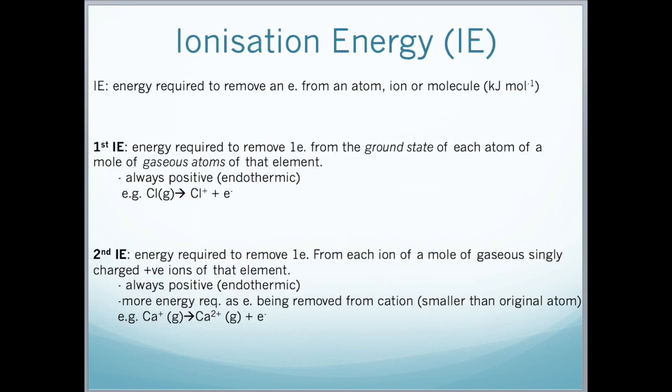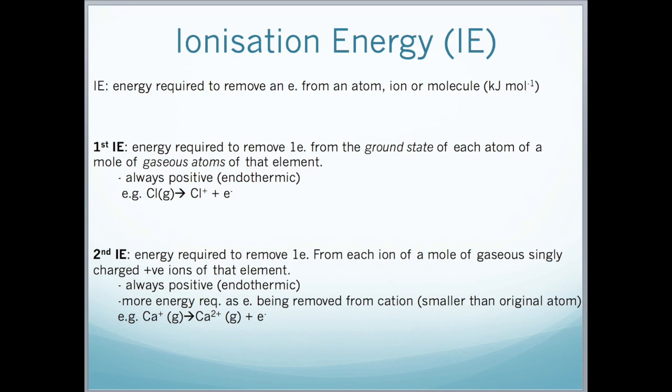So let's look at ionization energies. The general definition of an ionization energy is that it is the energy required to remove an electron from an atom, an ion, or a molecule, and the units are kilojoules per mole. The first ionization energy is the first step. So it's the energy required to remove one electron from the ground state of each atom of a mole of gaseous atoms of that element.